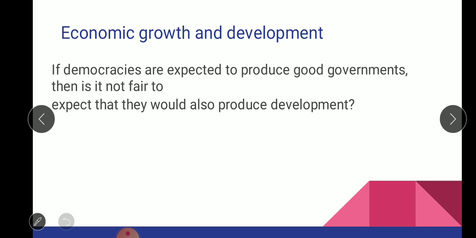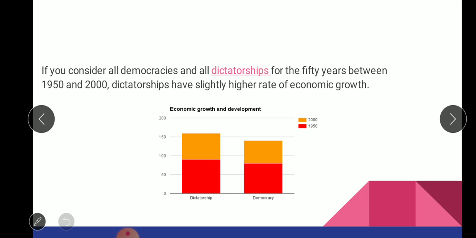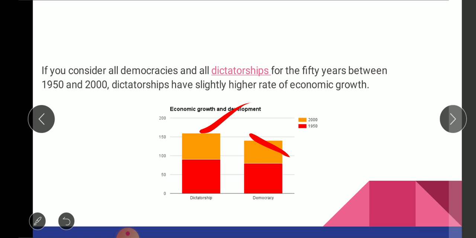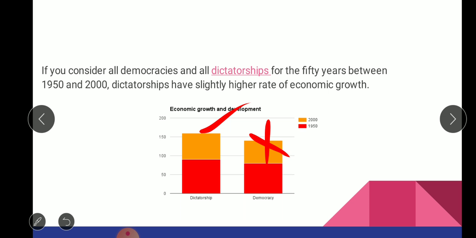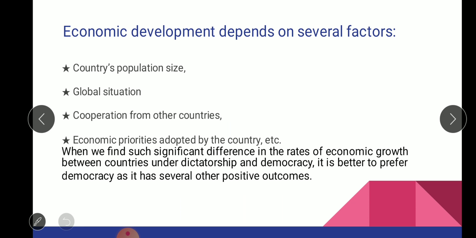In the previous class, we saw the economical growth and development of a nation which is democratic and non-democratic. If you see, they have given a status, that is, if you consider all democracies and all dictatorships for the past 50 years, they are saying that the economical growth in dictatorship is comparatively higher than the democratic form of government. So they say economical growth is happening in the dictatorship form of government only. So we should concentrate on that.